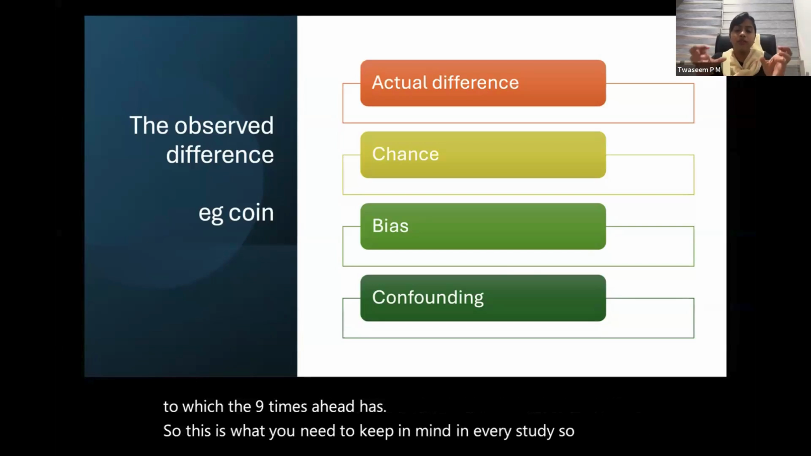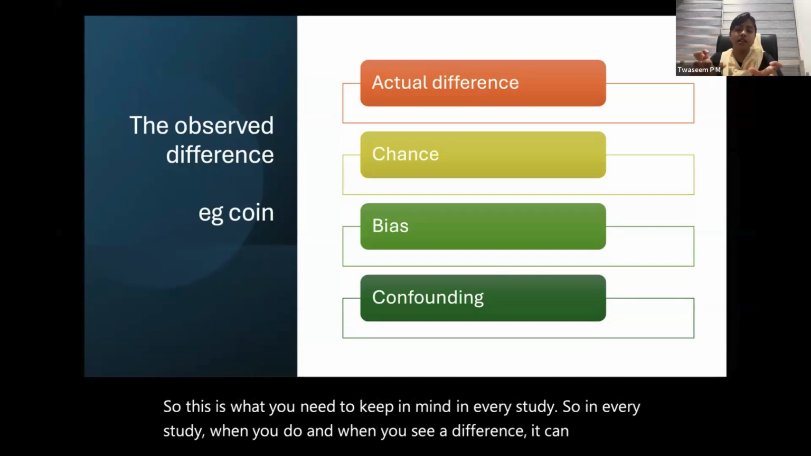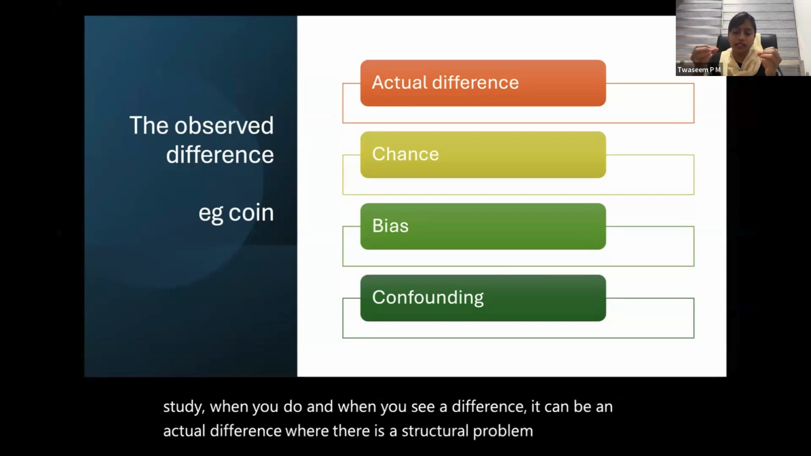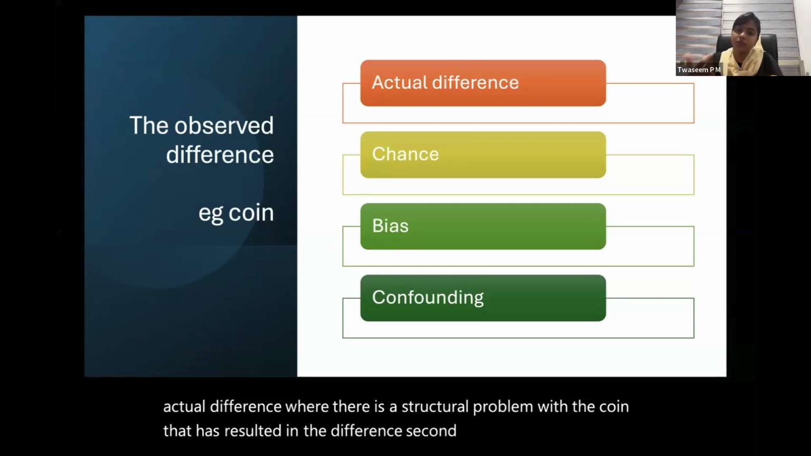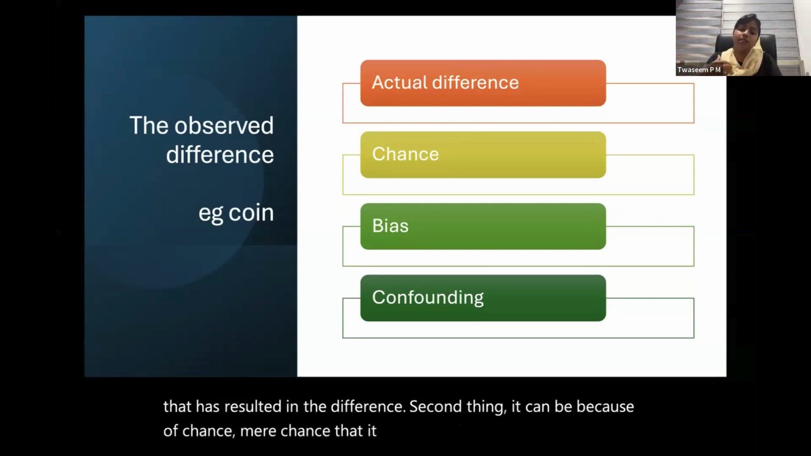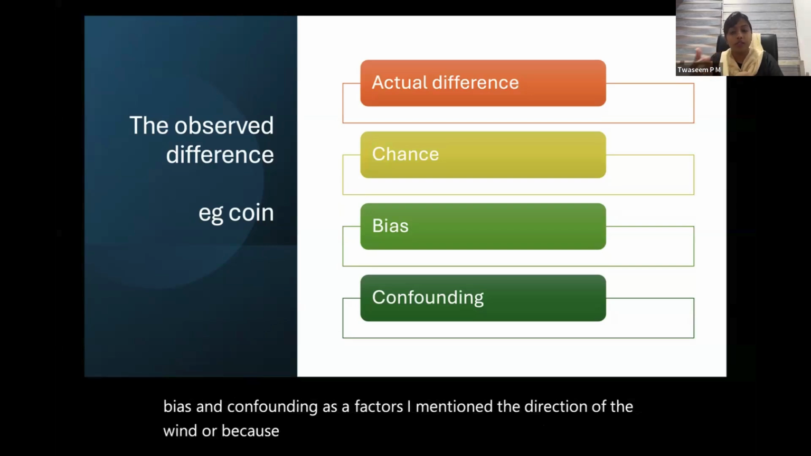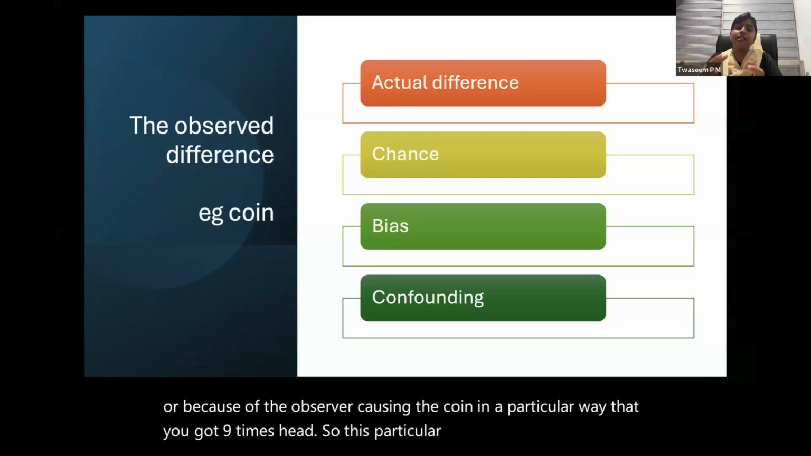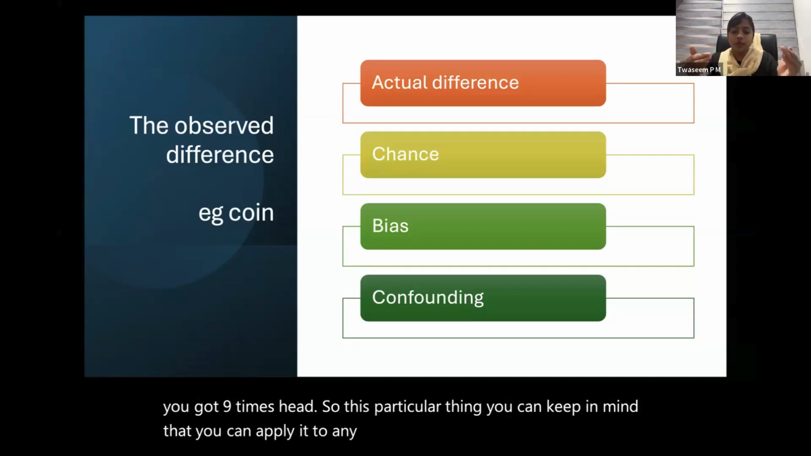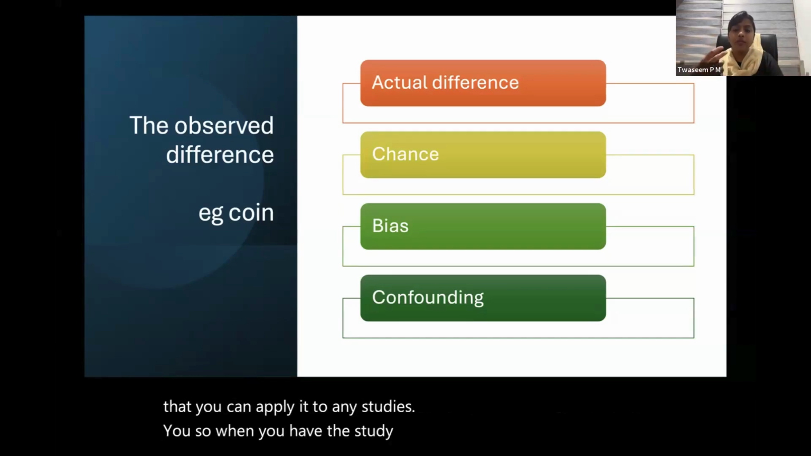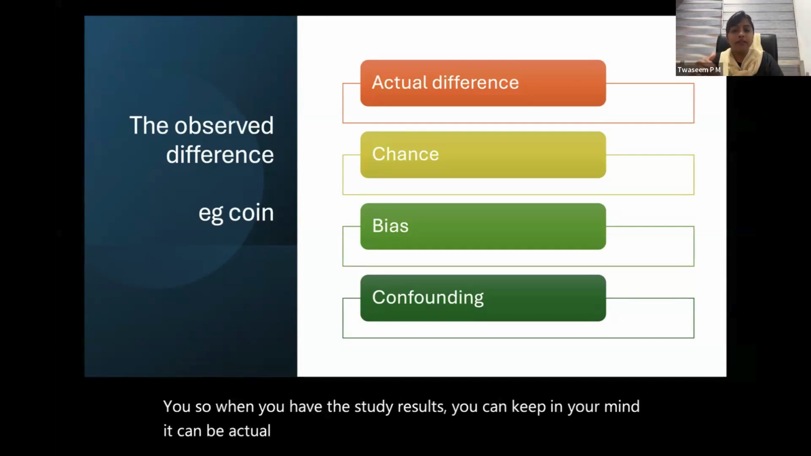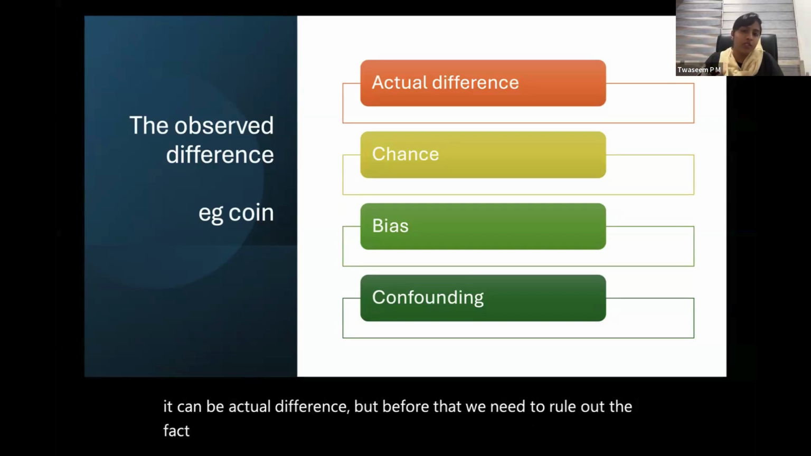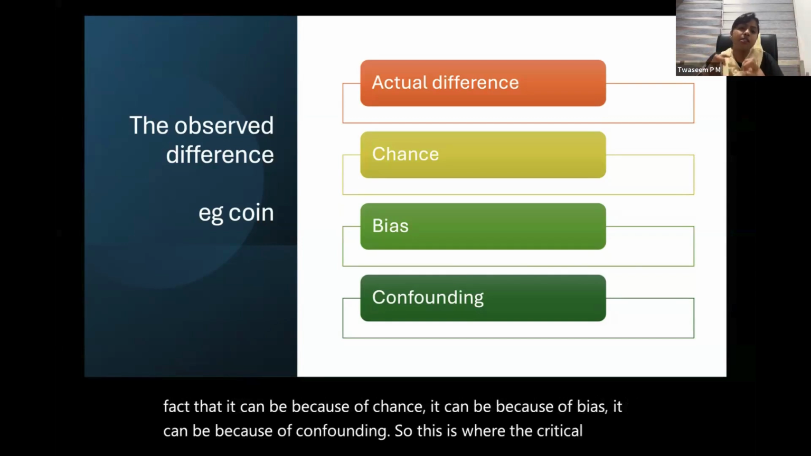In every study, when you see a difference, it can be an actual difference where there is a structural problem with the coin that has resulted in the difference. Second, it can be because of mere chance. And the next factors are bias and confounding, such as the direction of the wind or the observer tossing the coin in a particular way. You can apply this to any study that you see. When you have the study results, you can keep in mind it can be an actual difference, but before that, we need to rule out that it can be because of chance, because of bias, or because of confounding. This is where the critical evaluation of research comes in.